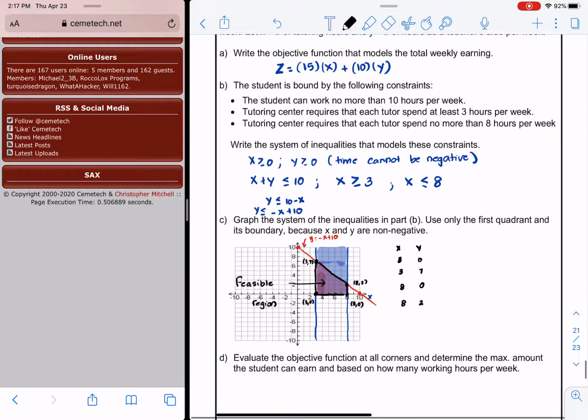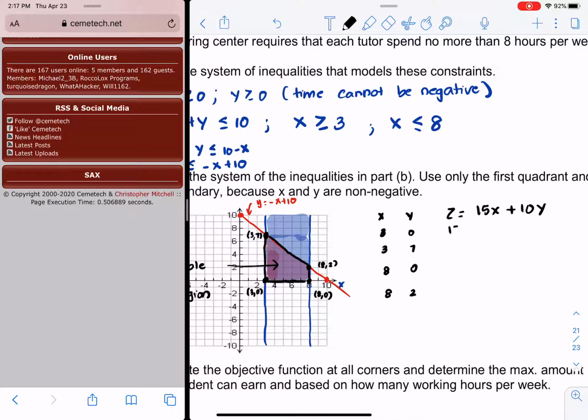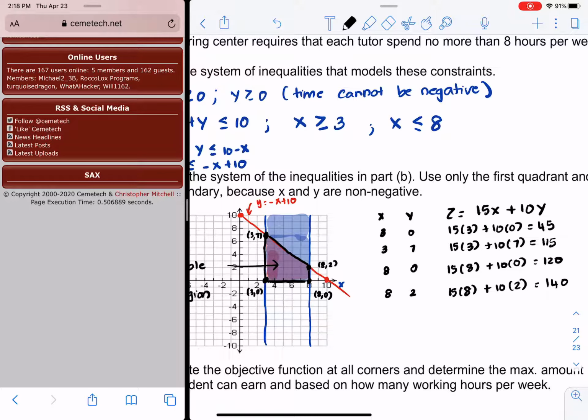The objective function that we have is 15x plus 10y. So we are going to plug in the values. 15 times 3 plus 10 times 0, we have 45. 15 times 3 plus 10 times 7, 115. 15 times 8 plus 10 times 0, we have 120. And 15 times 8 plus 10 times 2, we have 140. So we want to maximize the amount of money the student's going to make, and that maximum value occurs right there.